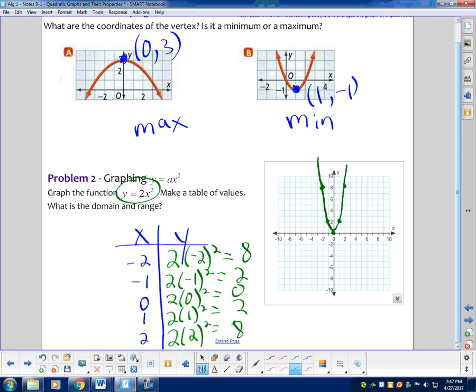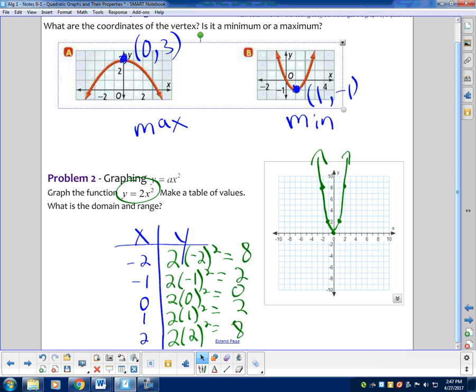So I have 2 of these I want you to do on the classwork. 2 graphs by tables. I have 1 of each of these. Okay, 1 of each of those. And then there's one more thing on here. I think it might be on the next page here. This would actually be called a minimum. Where would the minimum be located here?